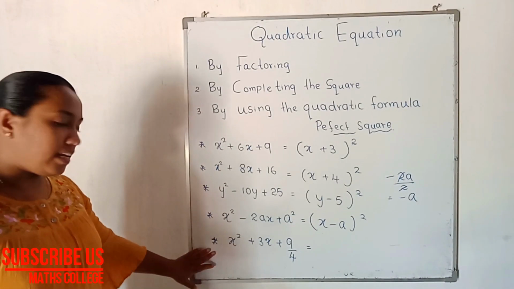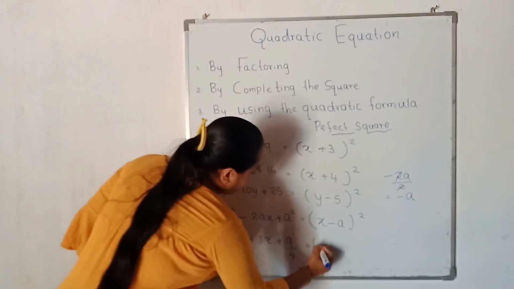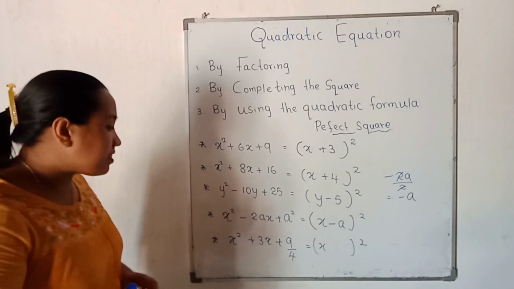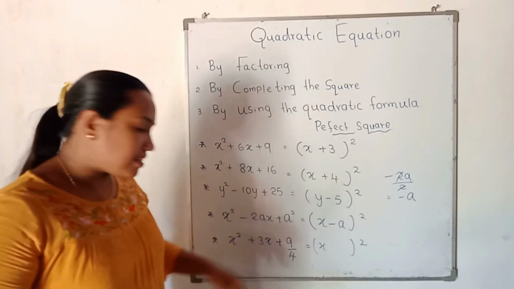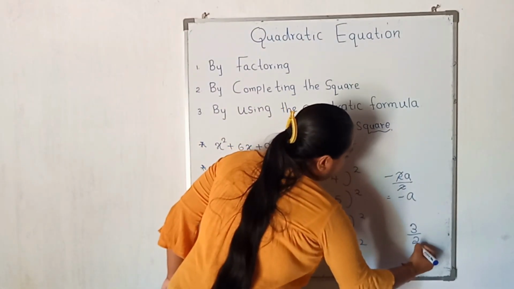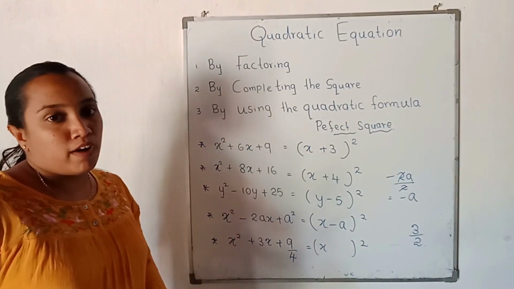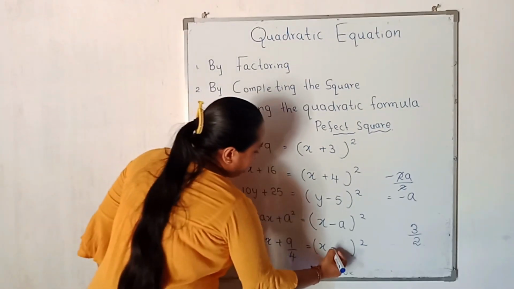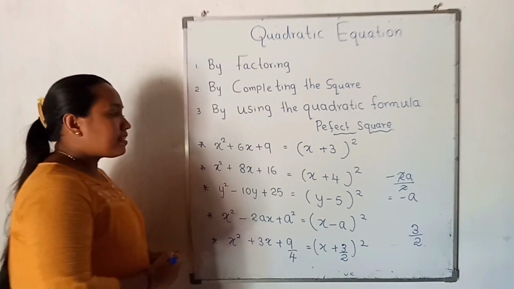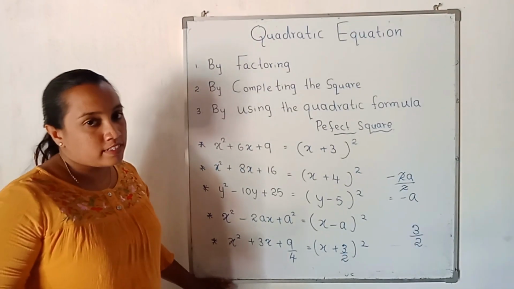Let's go on. The last one also contains x. Considering the coefficient of x, it is 3. Then 3 is divided by 2. 3 cannot be divided by 2 without a remainder, so we write it like this. Do not write 1.5 like that; write it in the same way, plus 3 divided by 2. These are the ways to write quadratic expressions as perfect squares.